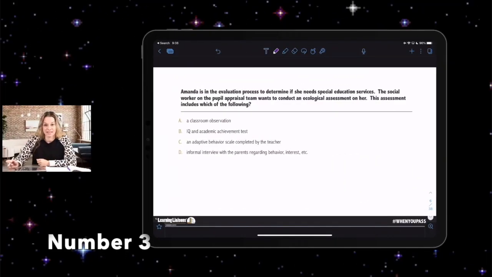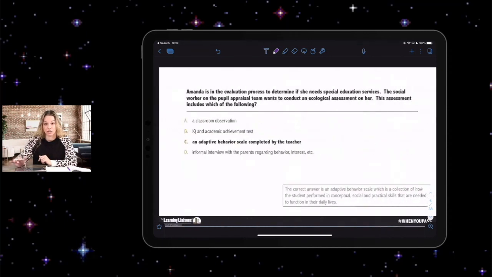Amanda is in the evaluation process to determine if she needs special education services. The social worker on the pupil appraisal team wants to conduct an ecological assessment on her. This assessment includes which of the following? A, a classroom observation. B, IQ and academic achievement test. C, an adaptive behavior scale completed by the teacher. Or D, informal interview with the parents regarding behavior, interest, and other choices like that.